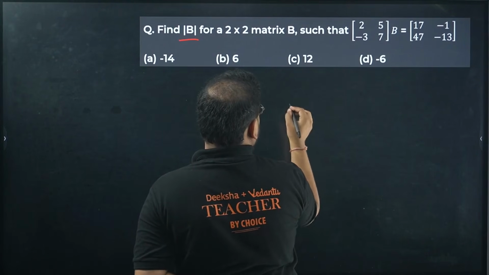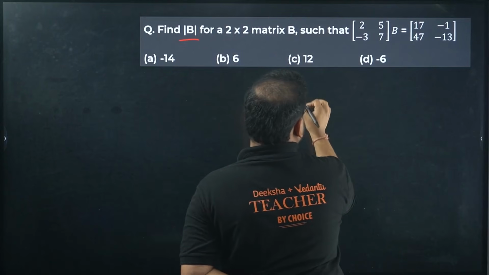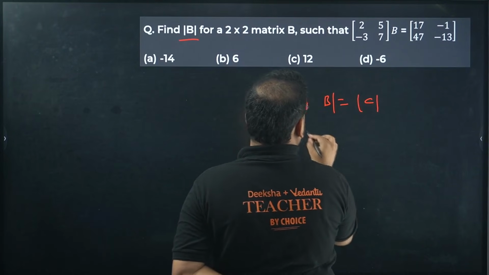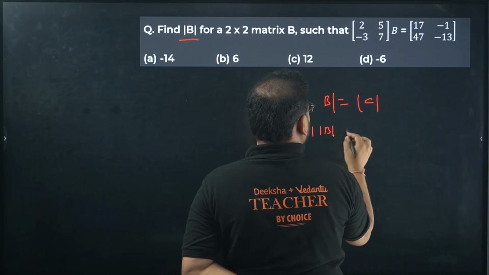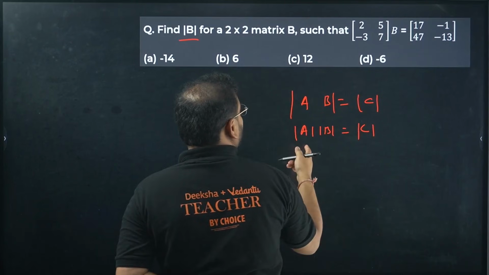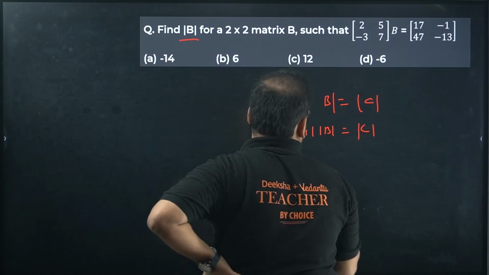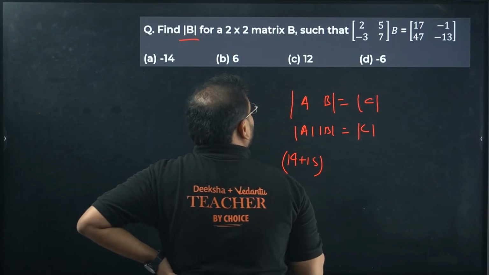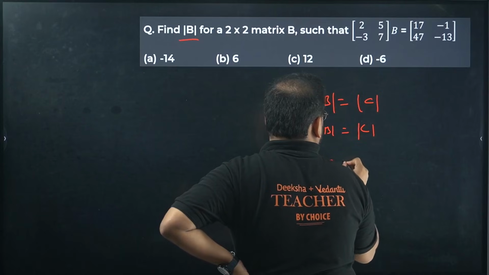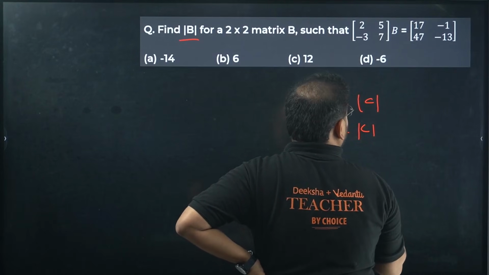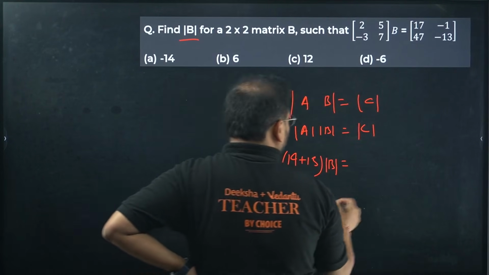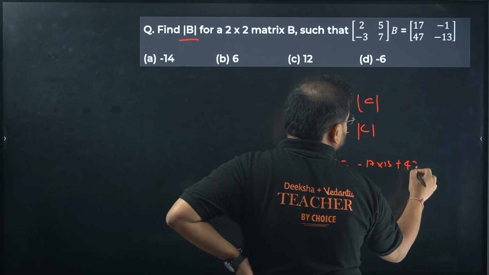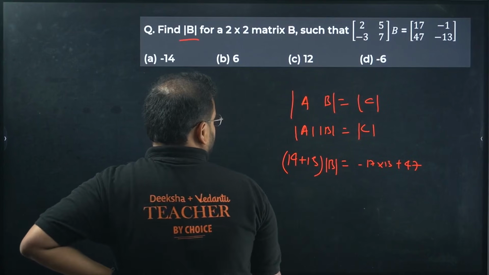So let's do one thing. Apply the determinant now. If I call these matrices A and B, and this is C, apply the determinant over here. You get determinant of A times determinant of B equal to determinant of C. This will be your 14 plus 15, and over here we'll have simply the determinant of B, 17 into 13. I get this as minus 17 into 13 and plus 47. Okay, good.